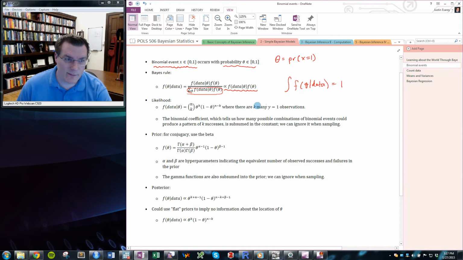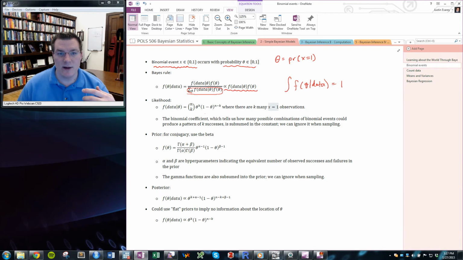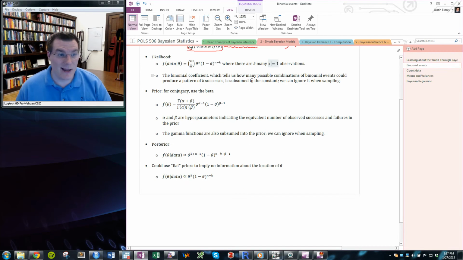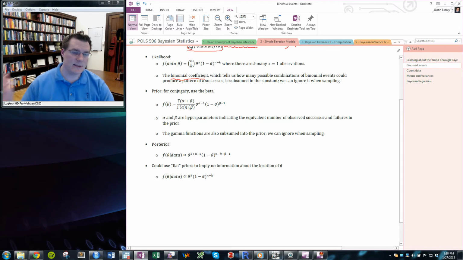k is the number of x equals 1 outcomes, and n minus k is the number of x equals 0 outcomes. So this is the joint probability of us observing, for example, k heads and n minus k tails if we were to flip a coin n times. The binomial coefficient tells us how many possible combinations of binomial events can produce a pattern of k successes. So, for example, if I flip a coin 3 times, there are many different ways I can end up with 2 heads.